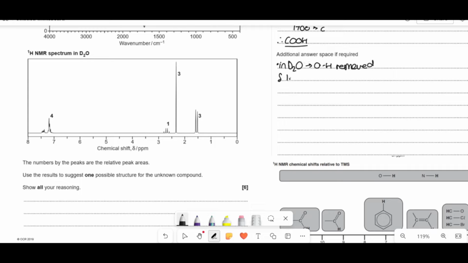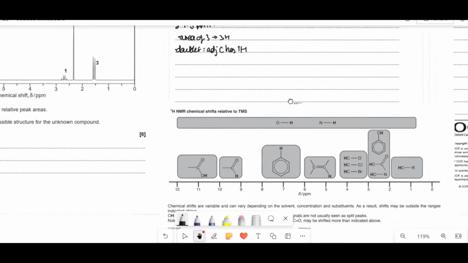If you look at the peak at 1.5 ppm, write out its properties first. It's got an area of 3, so that means it's going to have 3 hydrogens. We know it's a doublet too, so the adjacent carbon has 1 hydrogen. Then go and get what it is in the data sheet.